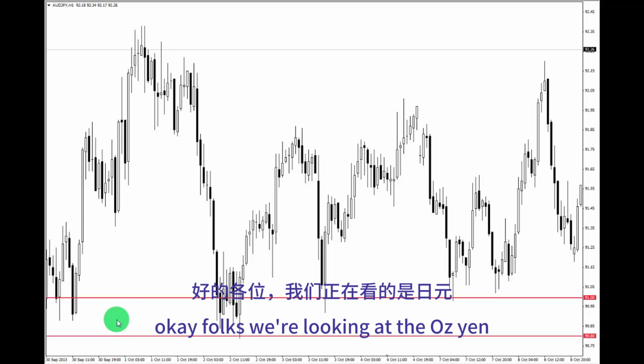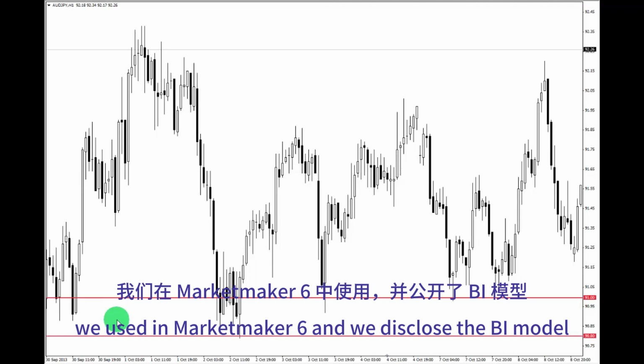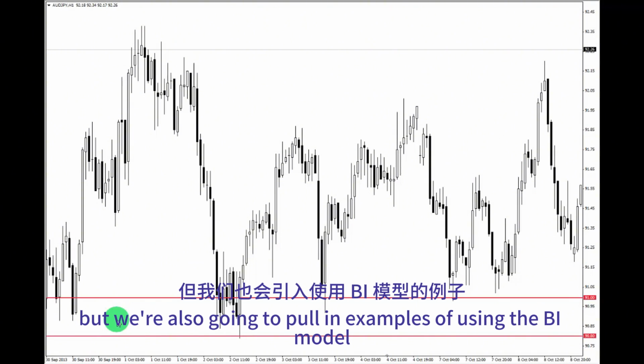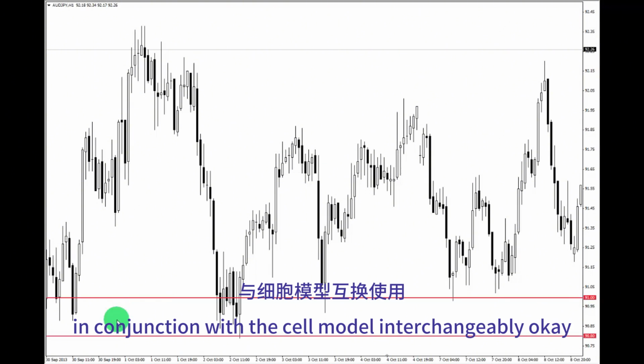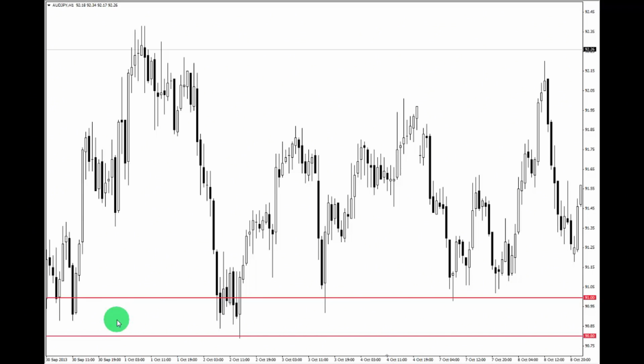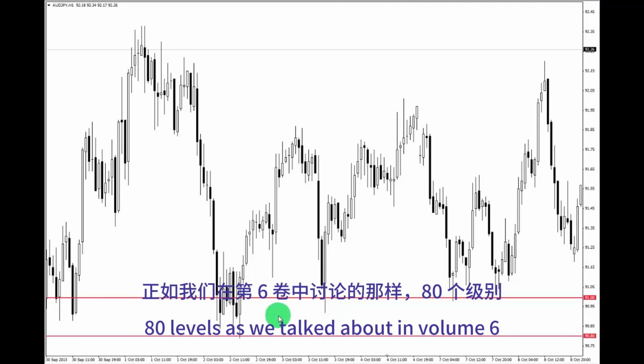Okay, folks, we're looking at the Aussie yen. This is an hourly chart. This is basically the same sample set of price action we used in Market Maker 6 when we disclosed the buy model. Now we're going to talk about the sell model, but we're also going to pull in examples of using the buy model in conjunction with the sell model interchangeably. So you can use both patterns to still find trades. I identified the 91 big figure and 90-80 levels as we talked about in volume 6.